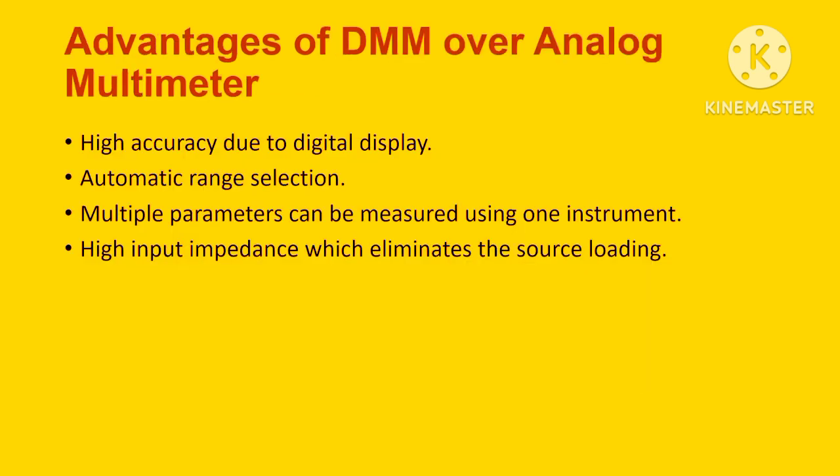Now next, what are the different advantages of a digital multimeter over an analog multimeter? The first important advantage is high accuracy due to the digital display. Second, automatic range selection. Then next, multiple parameters can be measured by using one instrument. As we know, we can measure AC voltage, DC voltage, AC current, DC current, and values of resistance using one instrument, that is the digital multimeter. And the last advantage over the analog multimeter is high input impedance, which eliminates source loading.